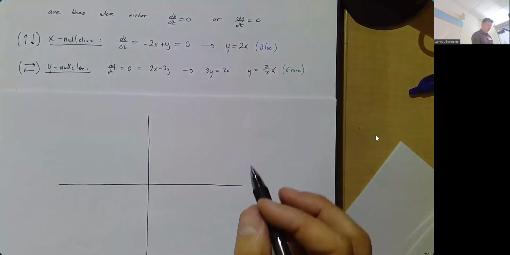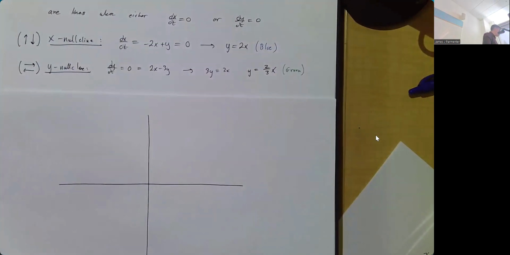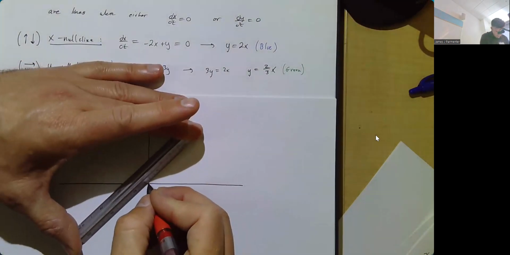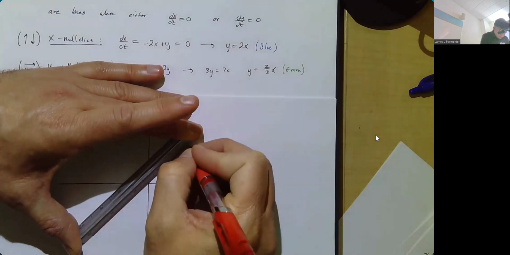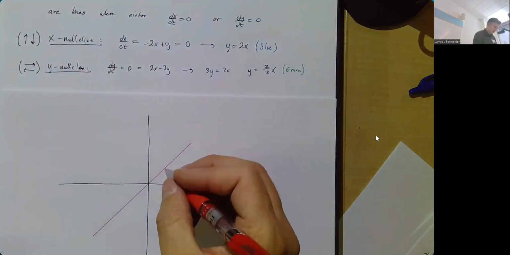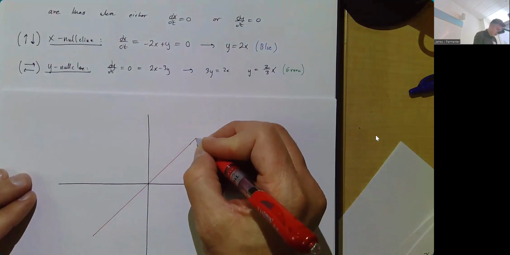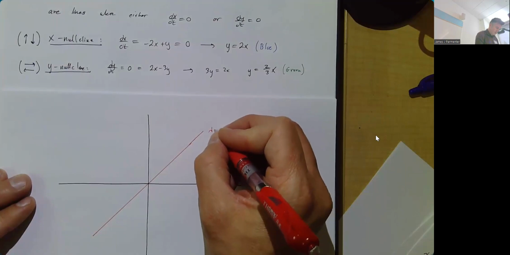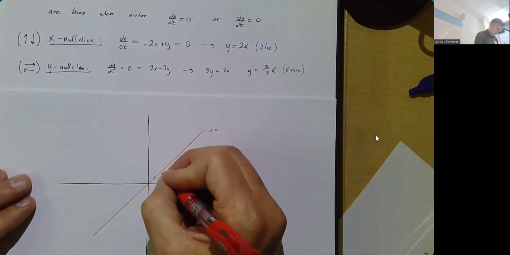Let's see. So I want my eigenlines. Oh, I do have a ruler though. Ruler's good. I'm good. So I'm drawing my y nullclines. I'm going to draw my eigenlines. So here's the eigenline for lambda equal to -1, pointing inwards.